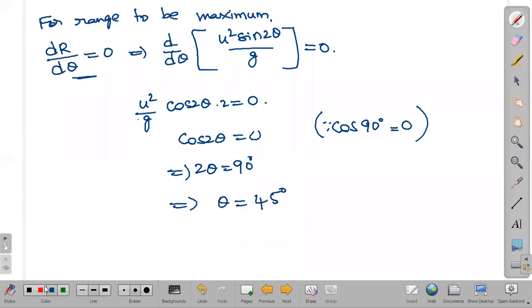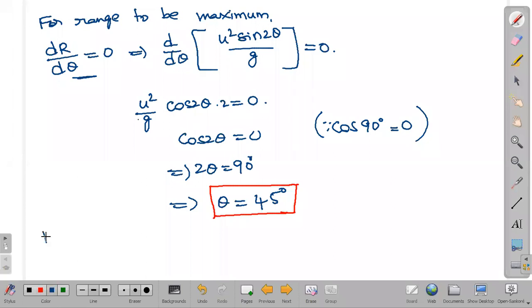What does it mean? If we project an object into air with an angle of 45 degrees, then the projectile which is projected with an angle of 45 degrees will have maximum range. Okay, so what was that maximum range? To find that, I will substitute this 45 degrees into our range. So what is the range formula?